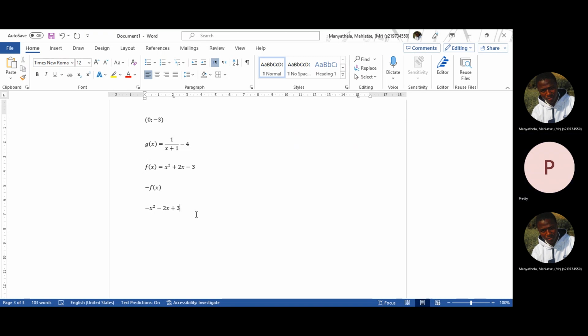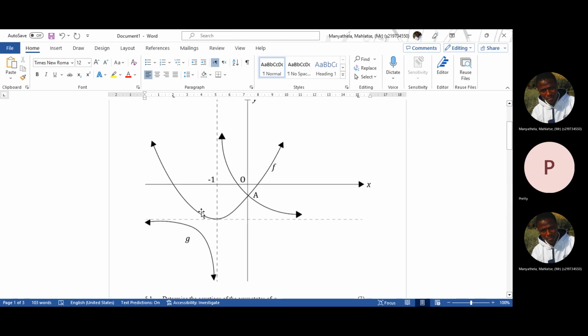Once we have that, to find the range, the range is determined from the turning point. We look for the turning point, then take the y value, and the range comes from the y value going down. Basically this graph is reflected along the x-axis. The turning points were minus 1 and minus 4. When we reflect along the x-axis, minus 1 remains, but minus 4 changes to positive 4.